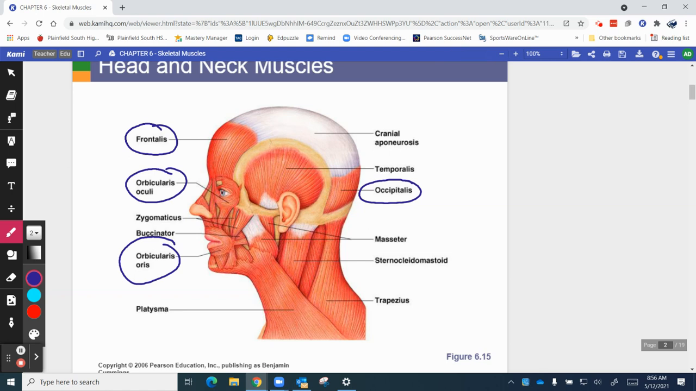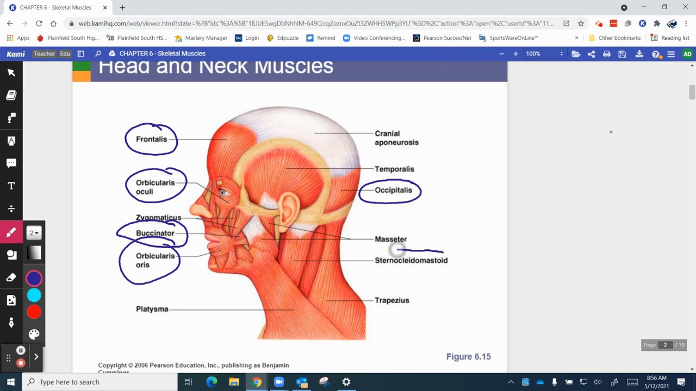Okay. Got another one here. It's called the buccinator or buccinator, however you want to pronounce that one. That one specifically, I would make sure I know. It's one that allows us to whistle. All right. And it also is one that allows us to push food up against our teeth when we chew. So it's got a couple different basic motions for us. A lot of these other ones like zygomaticus, masseter, they're involved in chewing.